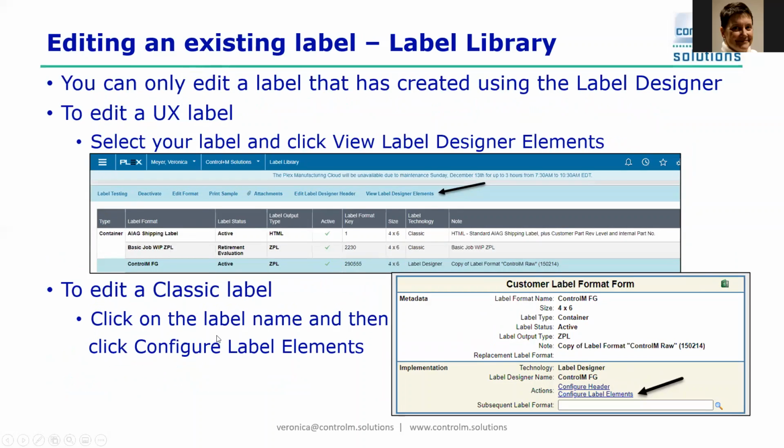There are a couple of ways to get to the edit screen. One is to go into the label library and filter for the technology of label designer and access the label elements from there. And of course, you can always go to the customer label designer screen and edit the label there.